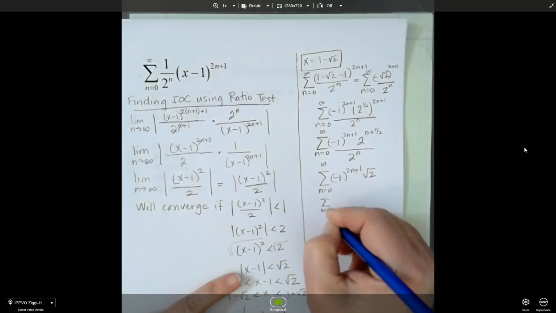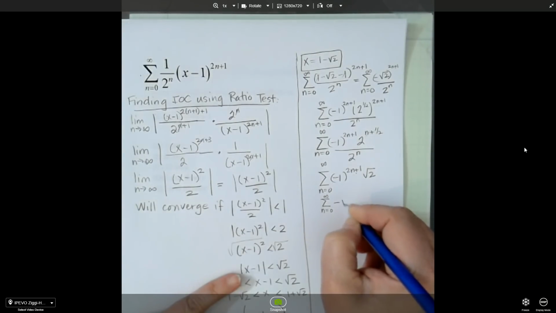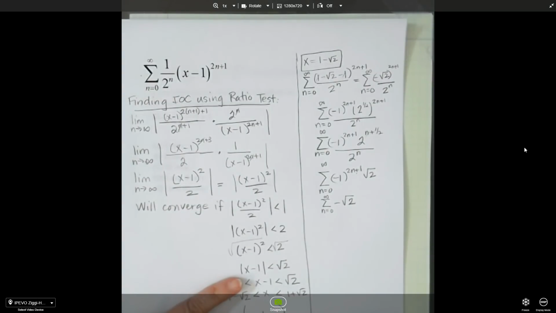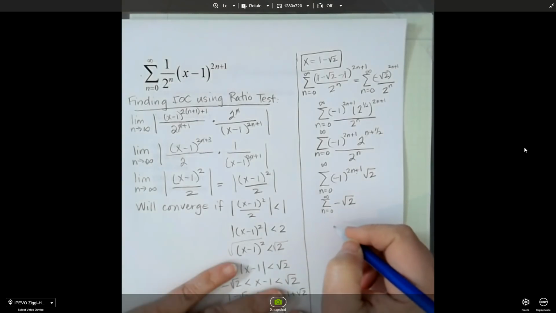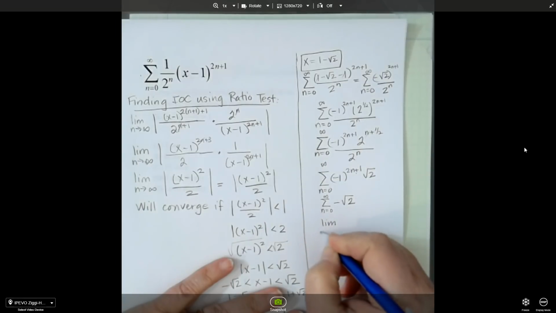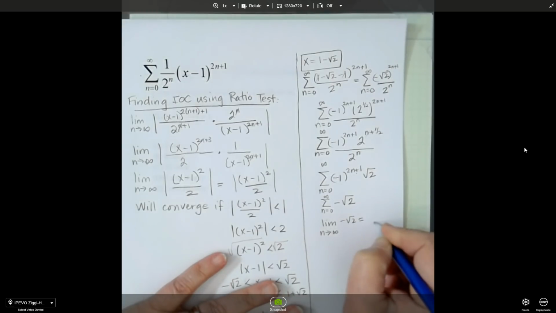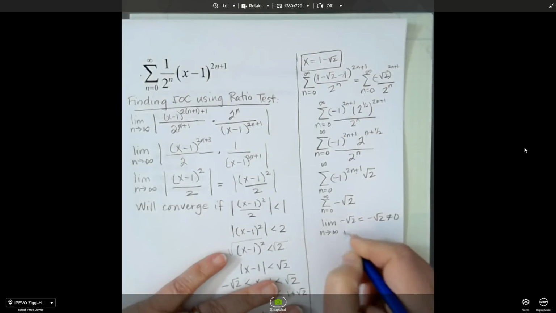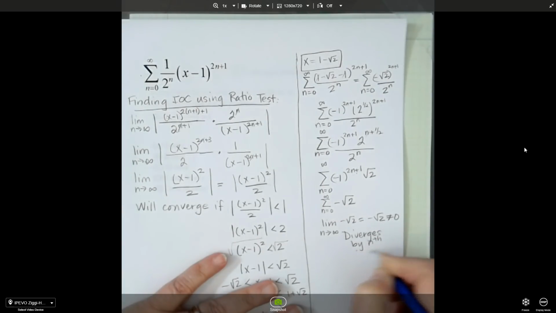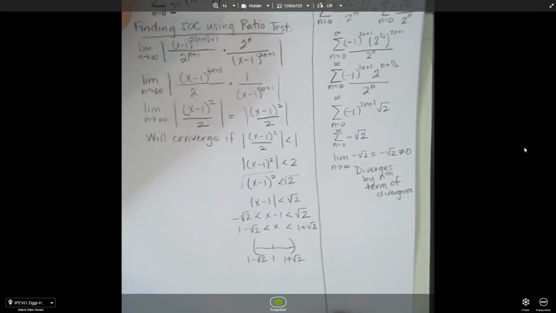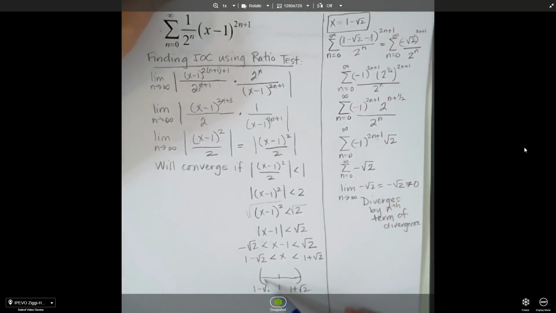So that means my series could be rewritten as this: the sum from n equals 0 to infinity of negative root 2, taking away the n completely. And that is, I'm going to take the limit as n goes to infinity using the nth term test for divergence of negative root 2, and I'm going to get negative root 2, which is not equal to 0. So this diverges by the nth term test of divergence. Now that was some tricky exponential work there. So this IOC is going to remain open on the left-hand side.